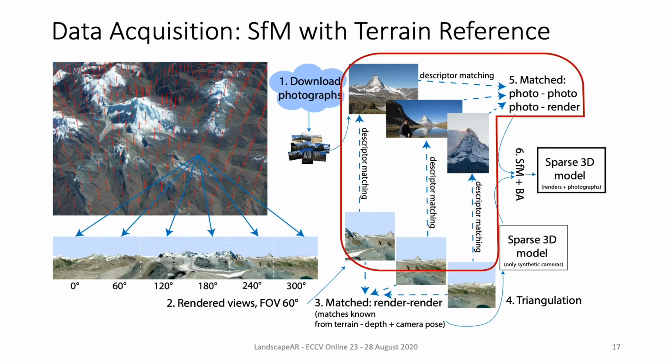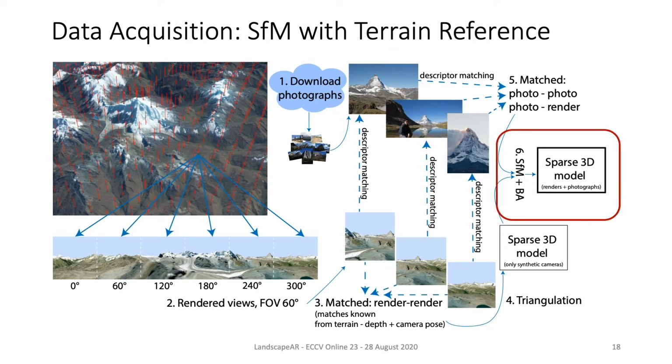In the fifth step, we use a pre-existing feature descriptor, D2-Net, to extract key points and descriptors from the downloaded photographs, which are matched with each other and also with the renders. This allows us to localize the downloaded photographs into the 3D point cloud as the sixth step. Please note that the photo-to-photo matching is important to successfully localize images which have no direct matches with the terrain. While parameters of the photographs and the 3D points are optimized during the structure from motion step, the parameters of the rendered cameras are fixed since they are already known.